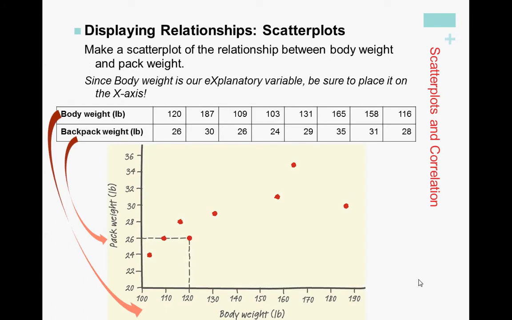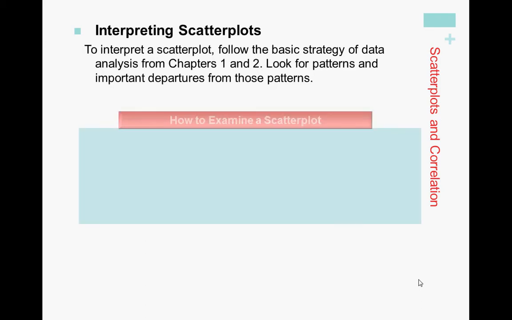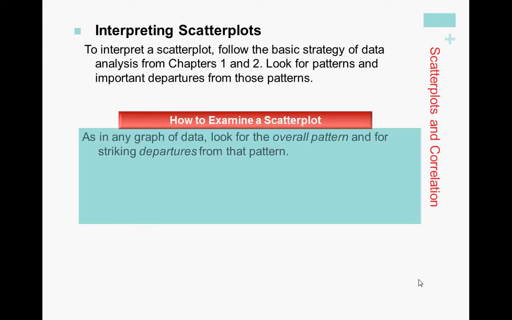So here's how to examine a scatter plot. As in any graph of data, look for the overall pattern and for striking departures from that pattern. And these are the three things we want to focus on describing: the direction, the form, and the strength. And we'll talk about what those mean and what words we'll use as we do some examples. But you need to remember, when you're asked to examine or describe a scatter plot or interpret a scatter plot, those are the three things you should focus on: the direction, the form, and the strength of the relationship.